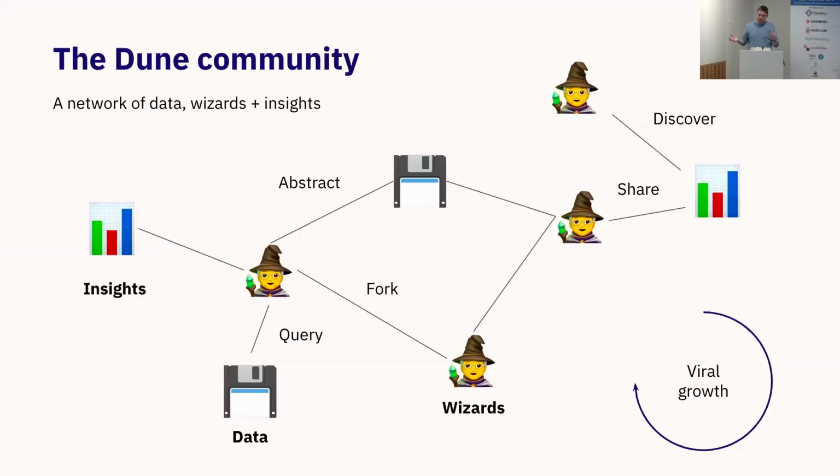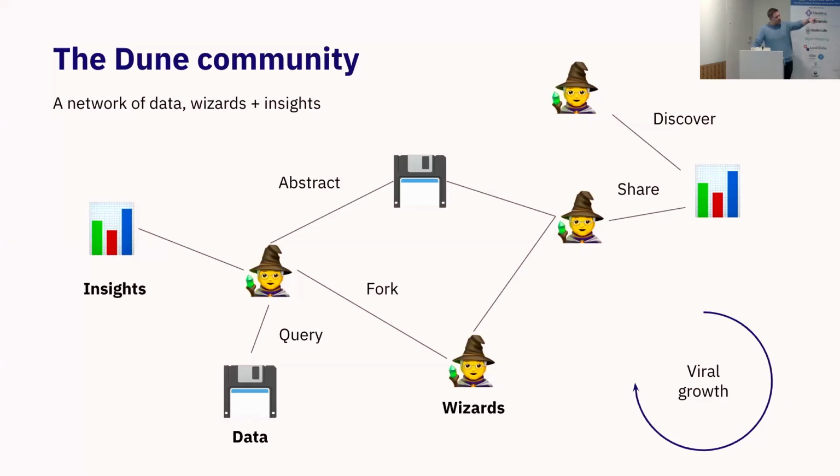So Dune's primary product is that we take all of this blockchain data, which you could get locally yourself by running an Ethereum node and then parsing the data out, but we do that for you. We build this queryable data product, a database product that you can query with SQL. So that's data. Then we've got our wizards who query the data using SQL. They can query it themselves, and they can also fork other people's dashboards and queries as well. If you've used a product like GitHub before, you'll know what I mean by that. And then they query that data to create insights.